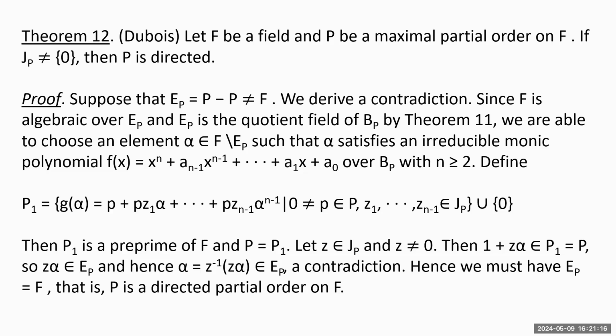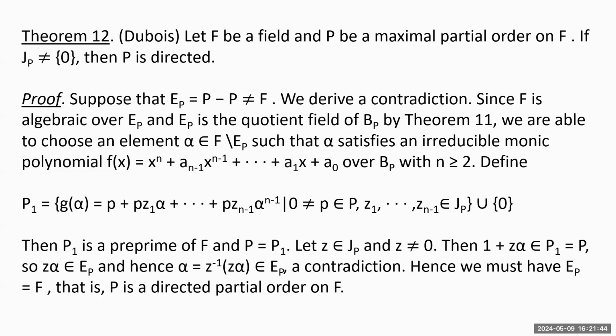Now, define this P sub 1. The degree of this irreducible polynomial is n, so this will consist of all polynomials in alpha of degree at most n minus 1. So the coefficients will be in this maximal partial order, and the leading coefficient will be among all elements in J sub P.